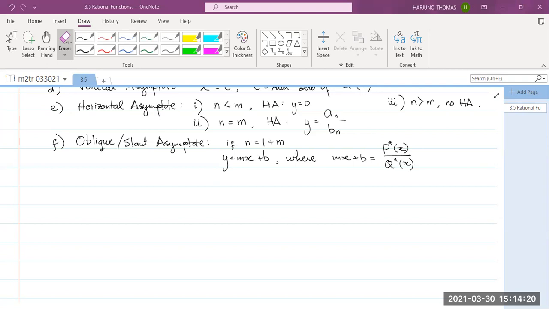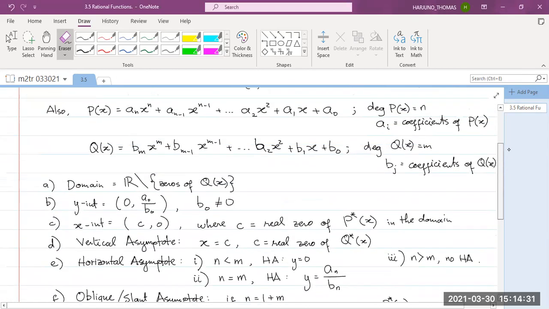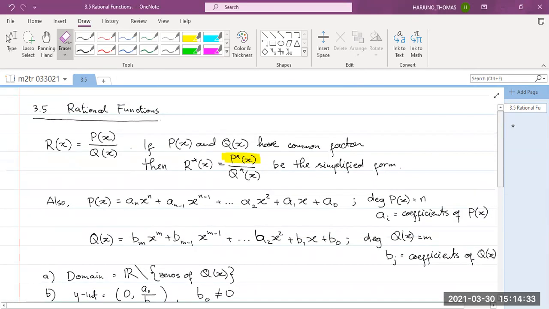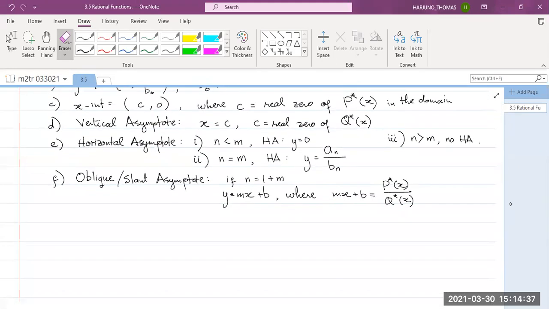Now, what I will do next is I will do problems from our textbook. Again, my assumption is you already watched lesson 10 and lesson 11 on rational functions. And I will just do problems today. Now let's start.